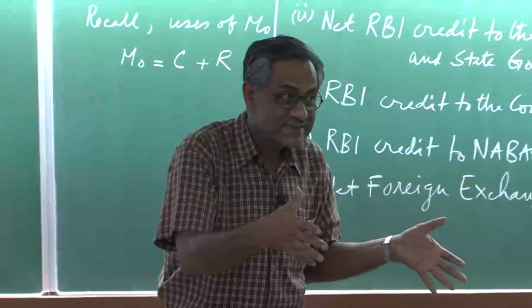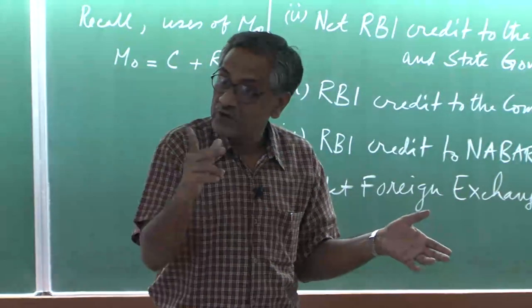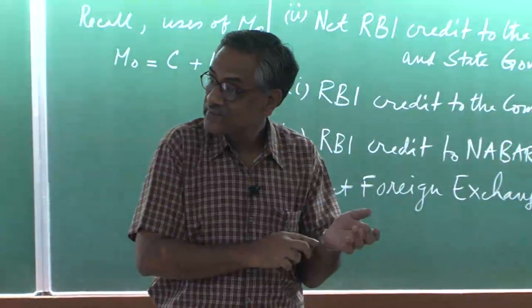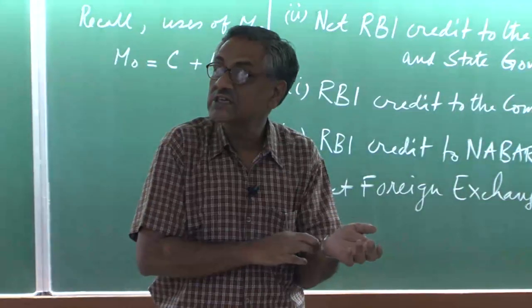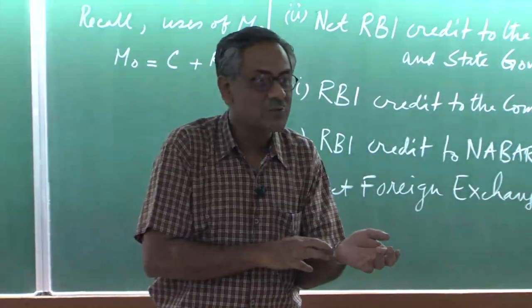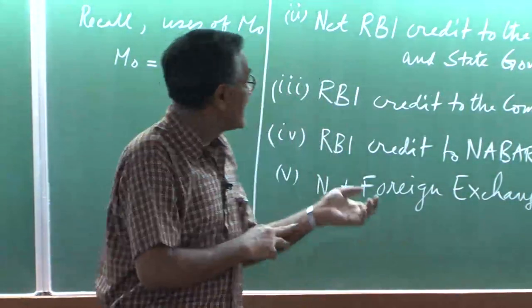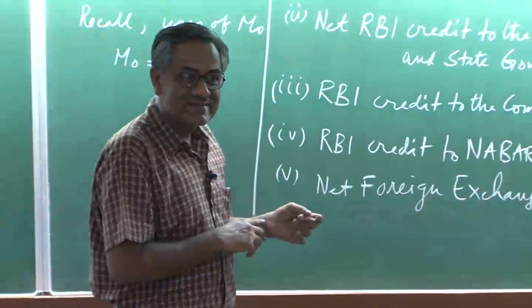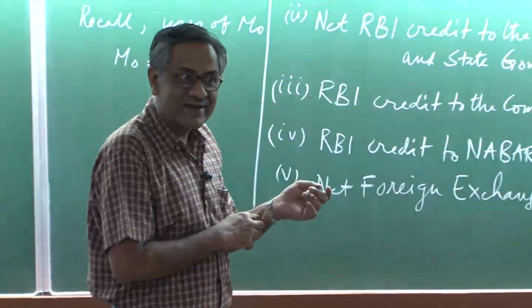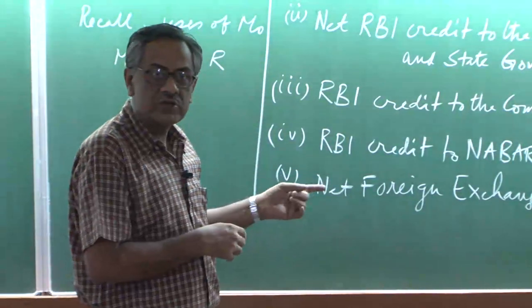So fresh money becomes part of the country's monetary base, out of which deposit reserves go to RBI. Some currency goes to people who start spending it, etcetera. CNR getting affected. Source of CNR. All right? Very important. Why net?